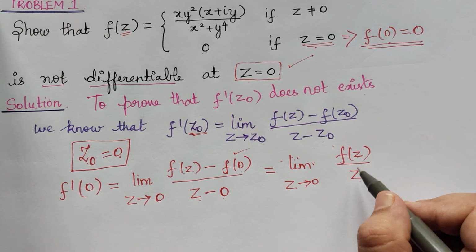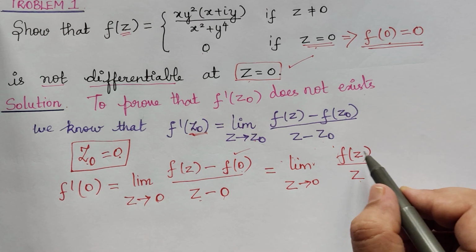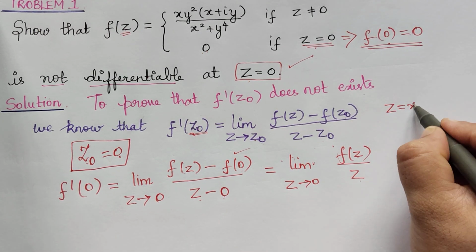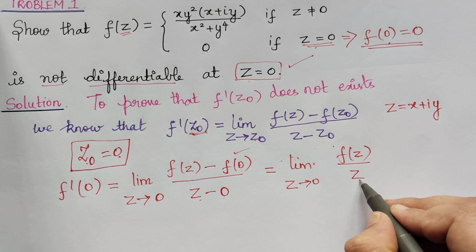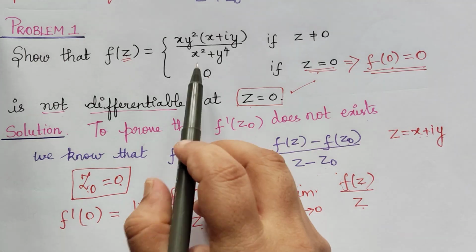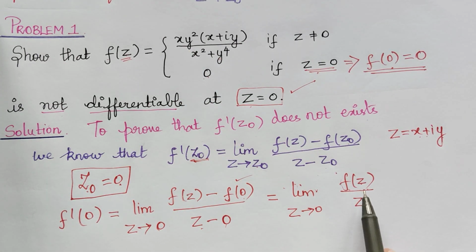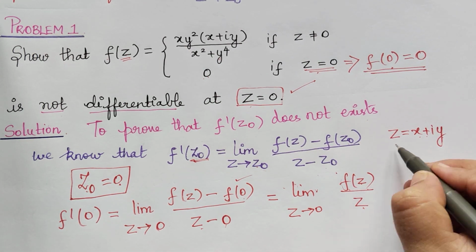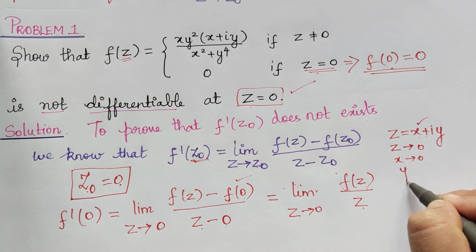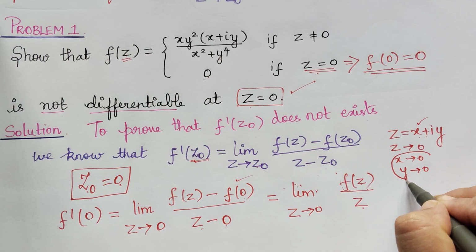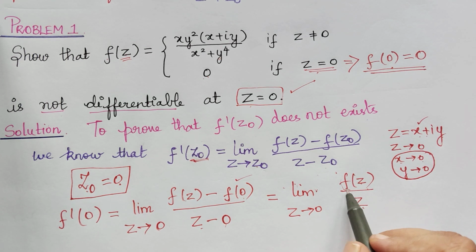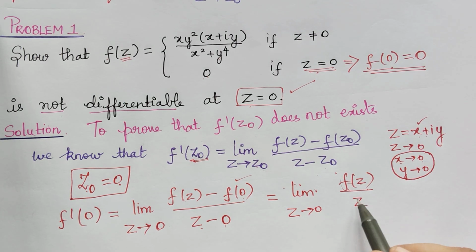Now we shall substitute what f of z is over here. We know that z is equal to x plus i y. So in place of z we will substitute x plus i y. And what is f of z? It is given here in the question. So let us substitute them. Also, as z tends to 0, we know that x tends to 0 and y tends to 0. So the limit z tends to 0 will change to limit x tends to 0 and y tends to 0, since we are going to write these terms in terms of x and y.